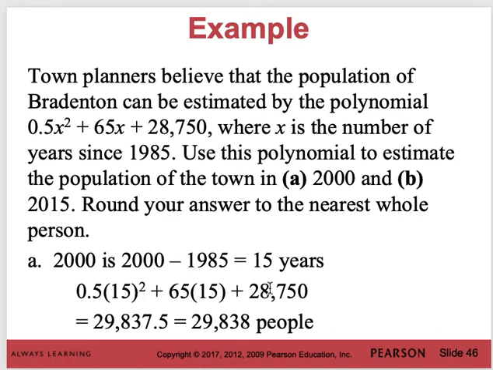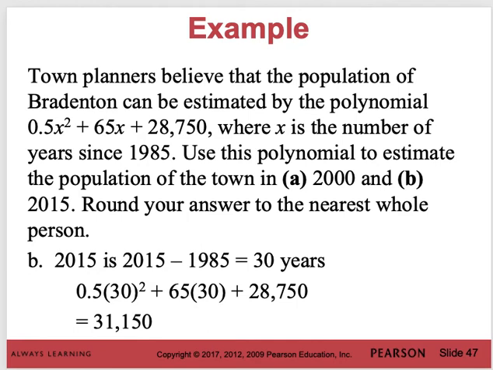So we would replace that x in this equation with 15 for the first part, because we're finding 2000. So we can say 0.5 times 15 squared plus 65 times 15 plus 28,750 would give us approximately 29,838 people. We did the same thing to find how many in 2015. Well, that would give us a difference of 30 years. So if x equals 30, and we substitute that in, we would get 31,150 people. And that concludes this section, 4.3.